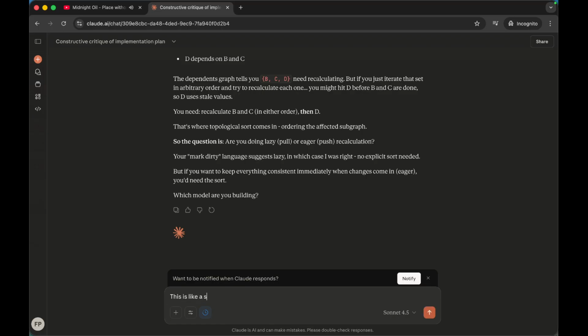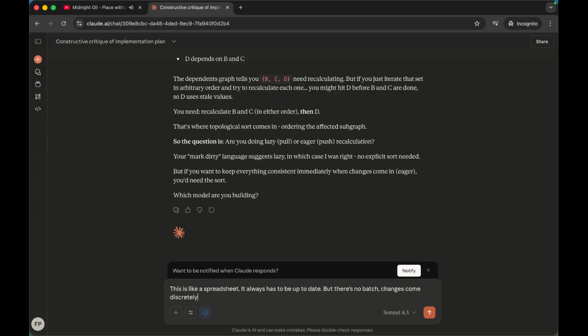This is like a spreadsheet. It always has to be up to date, but there's no batch. Changes come discretely.